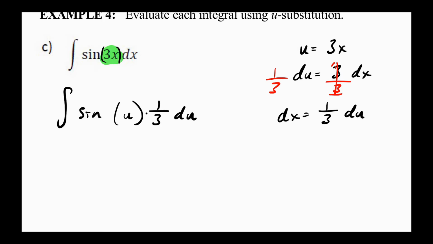Okay. I have a 1/3. So what I'm going to do with the 1/3 is I'm going to move it out here. That's a step I forgot about. I forgot to write that step up there. That's the step between 5 and 6. Any multipliers, move them out to the front. Okay.